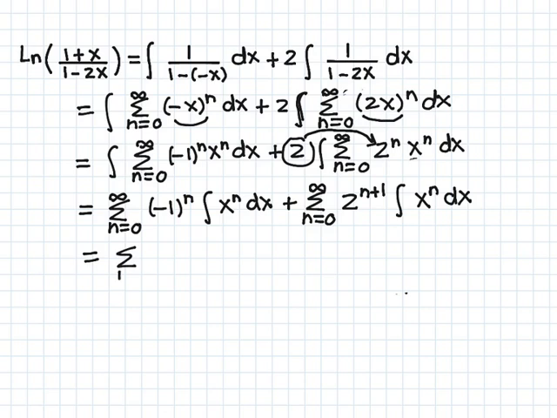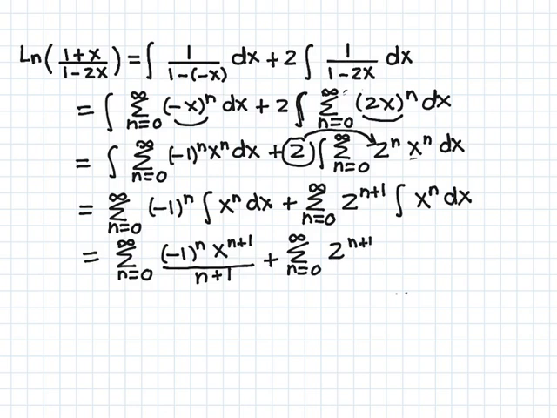So we have summation n equals 0 to infinity of (-1)^n x^(n+1) divided by n+1, plus summation n equals 0 to infinity of 2^(n+1). And when we integrate x to the power of n, we get x^(n+1) divided by n+1 plus a constant of integration, plus c.